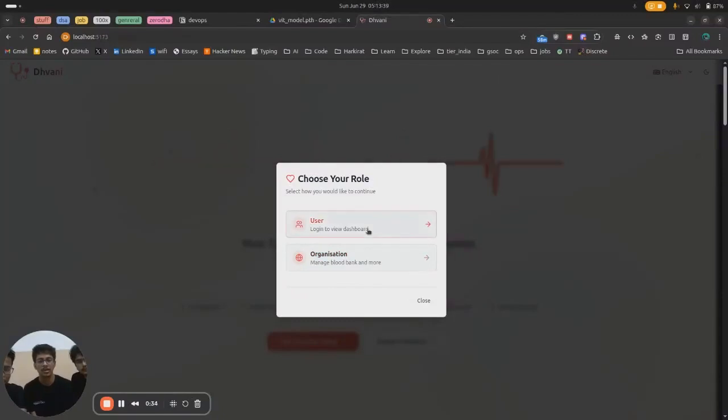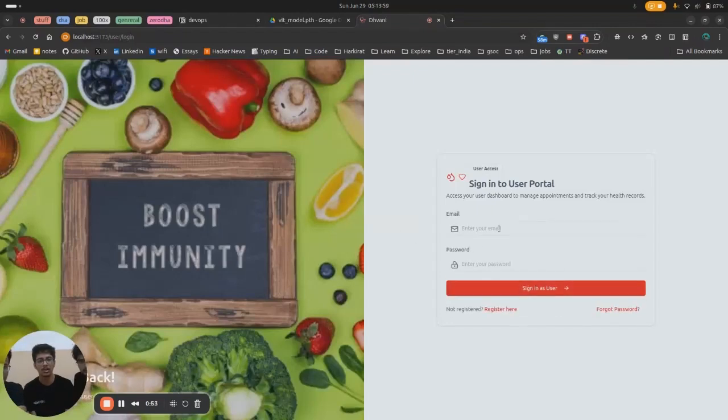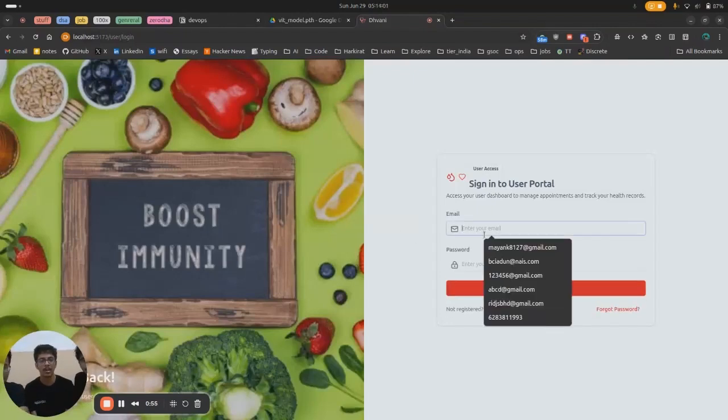Getting into the application, there can be three types of user. One could be the patient itself, which we have saved as a normal user. Another could be an organization or a hospital or an NGO, anything of that sort. And the third could be an admin that basically has the task to maintain the application.